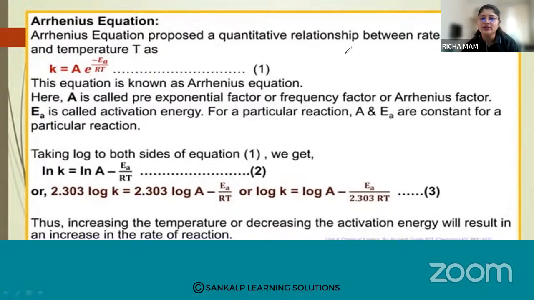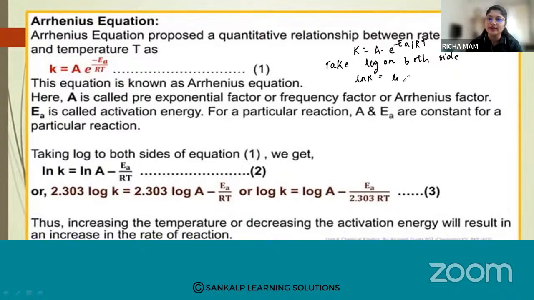Now what is the equation? The equation is k = A e^(-Ea/RT). What we will do is take log on both sides. Taking log on both sides of the Arrhenius equation, you will get ln k = ln (A e^(-Ea/RT)).